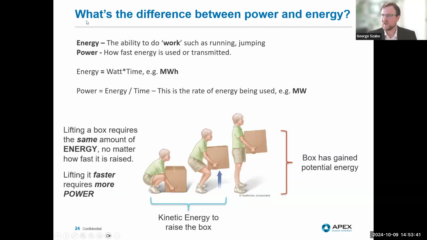All right. So let's break it down. What's the difference between power and energy again? We kind of just talked about it, but let's see more examples. Energy is the ability to do work, such as running and jumping. Power is how fast energy is used or transmitted, so power is a rate. Energy is watts times time; a good example is megawatt hours. Power is that energy divided by the time. This is the rate of energy being used, or megawatts.